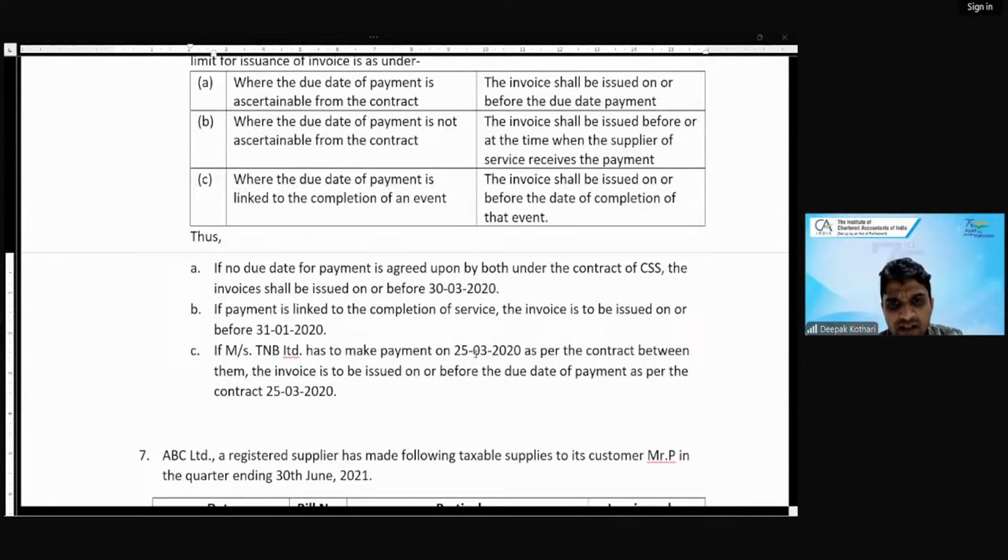So only writing section 31 will be sufficient, and we have to mention 31. If you write just 31 it should be sufficient.